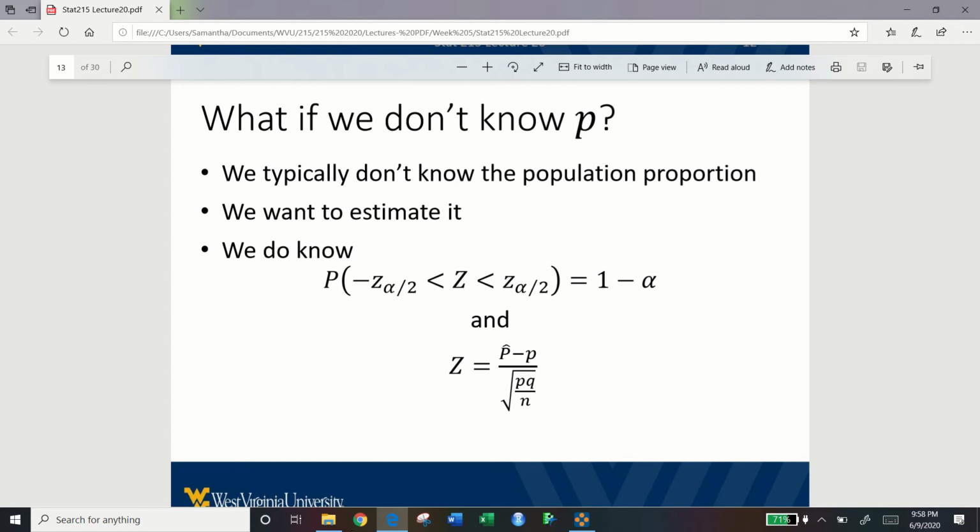And if we can recall, we know that the probability of negative z alpha over 2 less than z less than z alpha over 2 is equal to 1 minus alpha. And we can recall from a few slides previously that z equals p-hat minus p over the square root of pq over n. Remember, this is just equivalent to our traditional z formula, only we adjusted it for our values when we're using proportions.